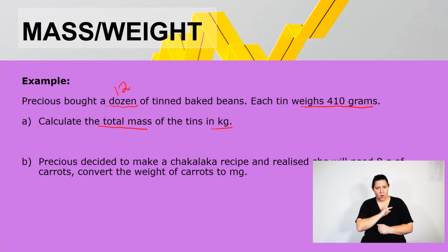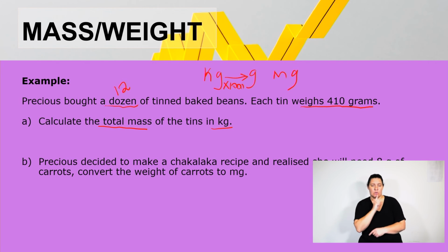Now, because we are working with mass, do not forget we will be using kilograms, grams, and milligrams. From here to there, you multiply by 1,000. From here, it will be another 1,000 also. Right, and don't forget, from bigger units to smaller units, you multiply. And from smaller units to bigger units, you divide.